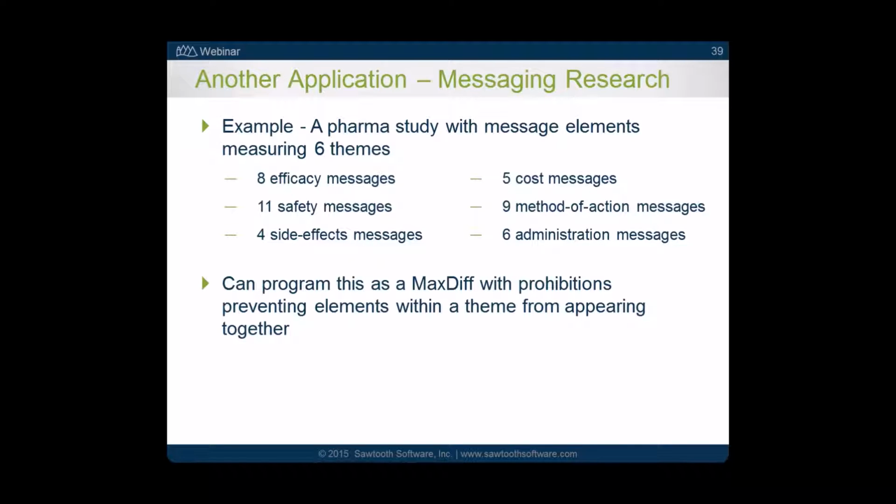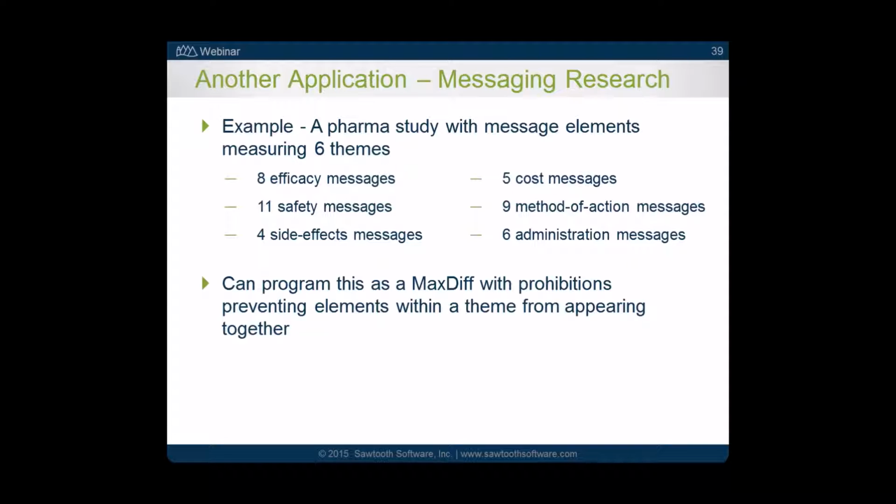And I see it used a lot in messaging research. So in pharmaceuticals, for instance, almost every bit of pharmaceutical research you see has attributes from six themes or six areas: efficacy, safety, side effects, cost, method of action, and administration. And so we might have 8 efficacy messages and 11 safety messages and so on. And the pharma company would like to know which 3 or 4 messages are the top ones that they could go off and talk to their physicians about when they do detailing for new drugs.